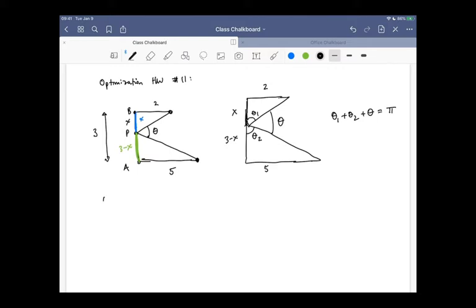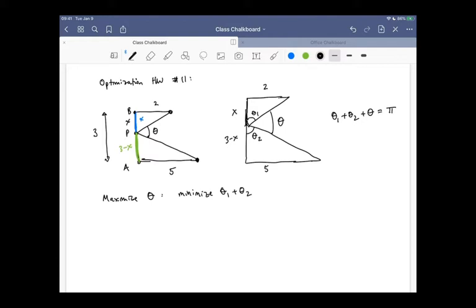And so if I want to maximize theta, then that would be equivalent to minimizing theta 1 plus theta 2. So the smaller I make the sum of theta 1 and theta 2, the bigger that theta itself can be, knowing that all three of them have to add up to 180 degrees. Okay, so that maybe is the first little bit to crack this problem open.